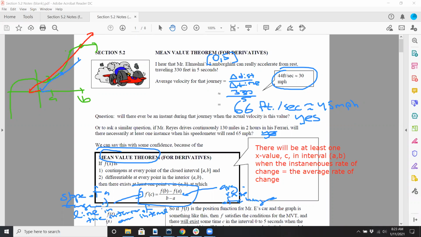So that's what geometrically is happening. The slope of the tangent line will be equal to the slope of the secant line for that interval from A to B. And we do it from the interior because we want c to equal something inside, because we want to prove that there's something within A and B that will have the same tangent line as the secant line.